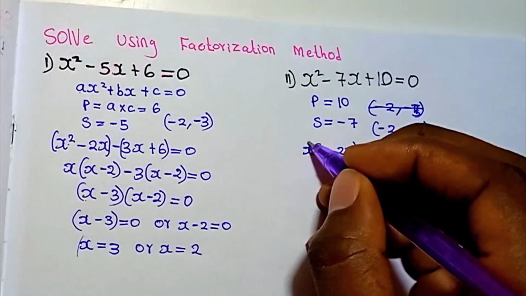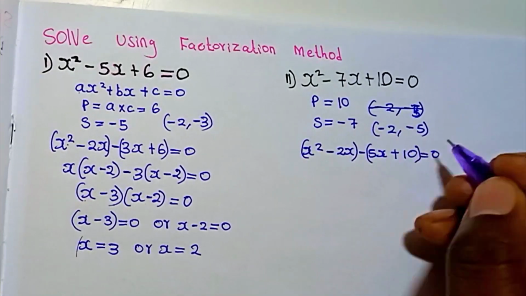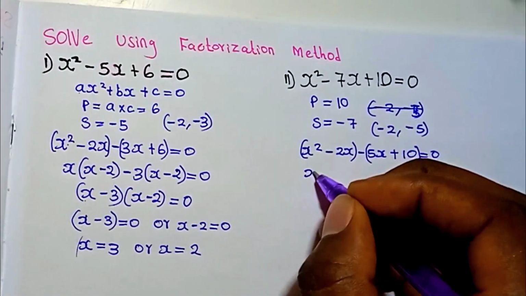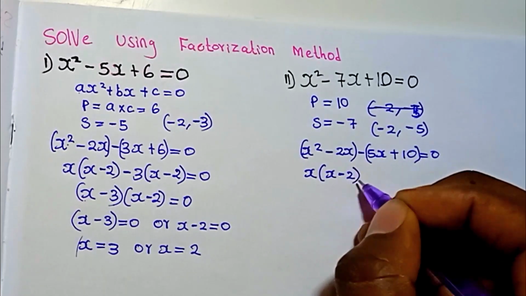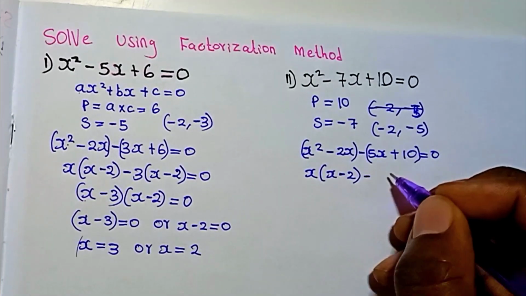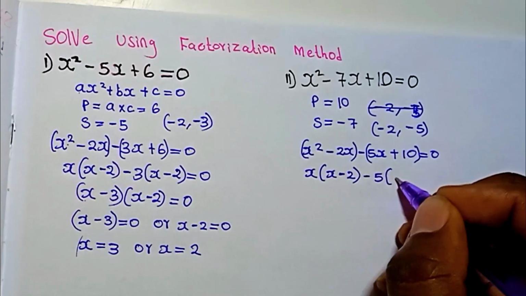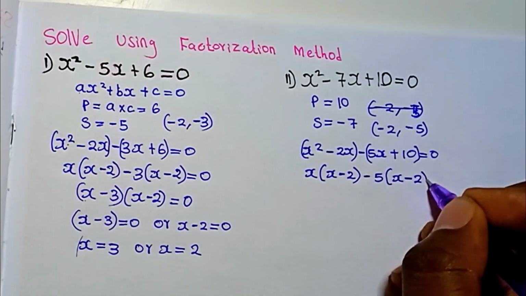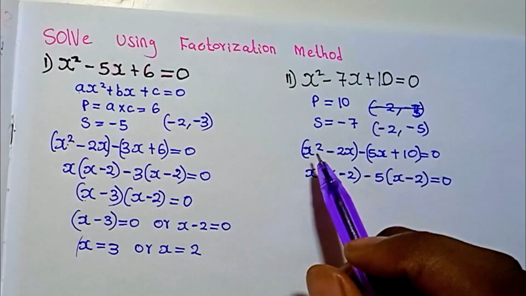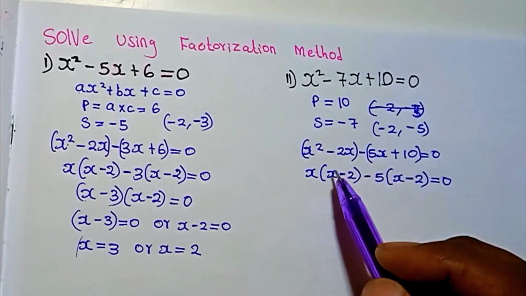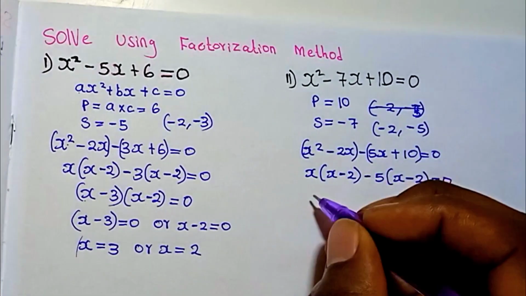So we regroup this again into two. So we are going to have x into bracket x minus 2, and minus 5 on the other side, x minus 2 is equal to 0. So basically when we open this bracket, it is going to take us back here. So this is equal to this.